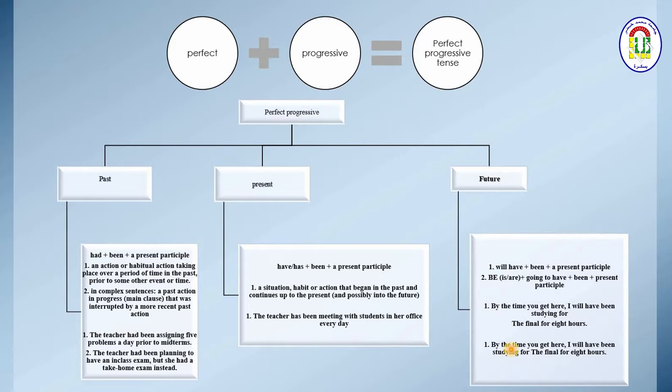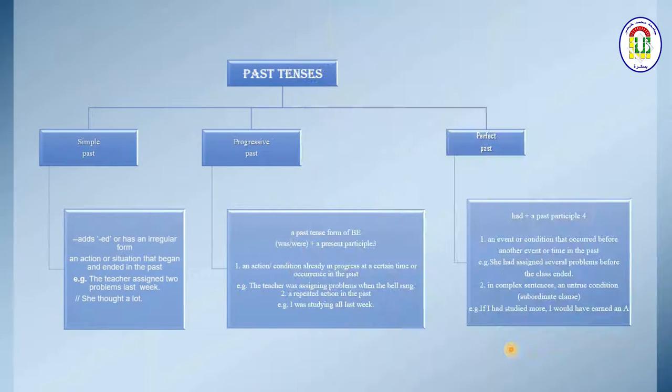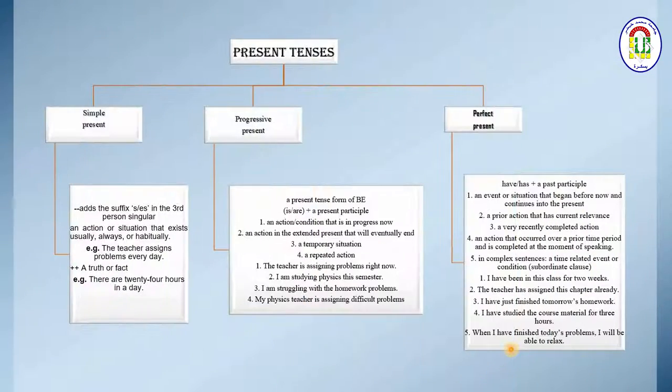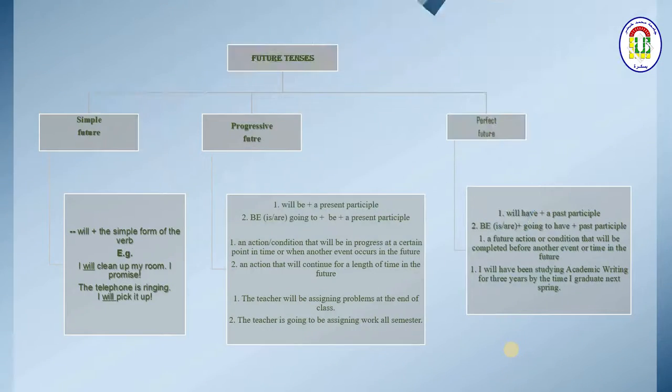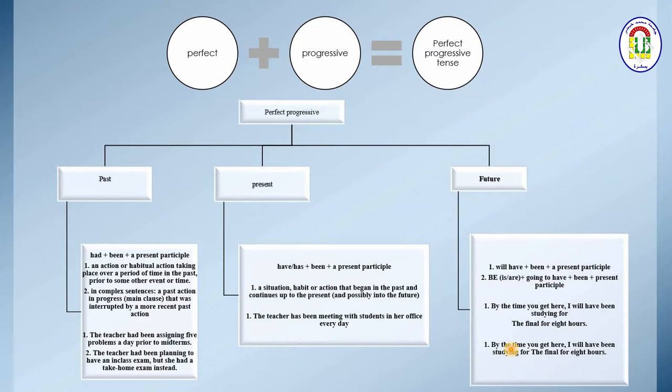And we have here 3 tenses: the past tense, the present, and the future. And we have seen examples. I hope that it is very clear for everybody here. So to recapitulate, we have seen the past tenses, the present tenses, the future tenses, and the combination of tenses.